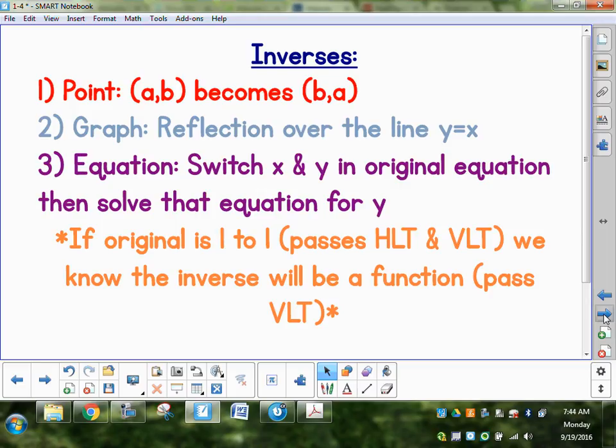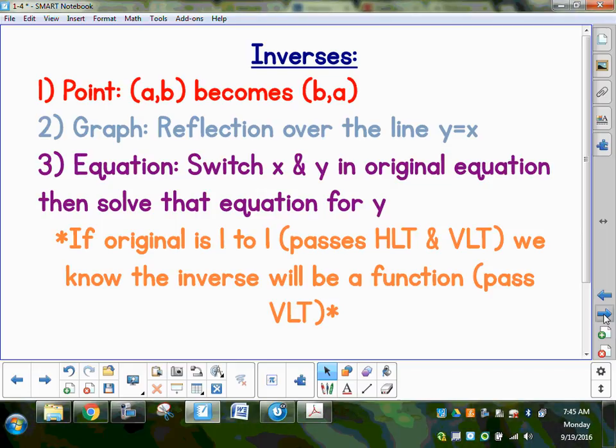This is a huge topic in Algebra 2. It accounts for about 8% of the Regents exam, or at least it used to. It may account for more or less now, but it's a big topic. You need to know about inverses. There's 3 ways to view it.